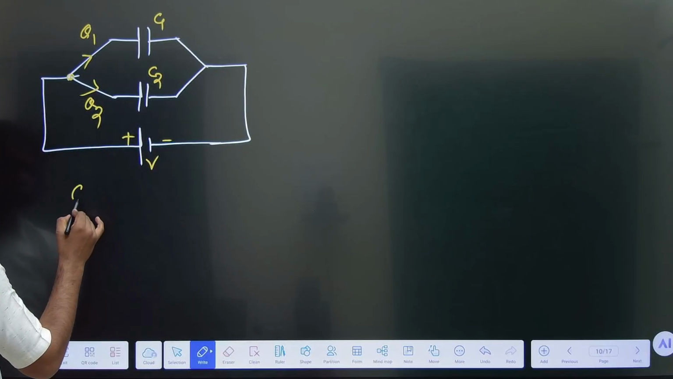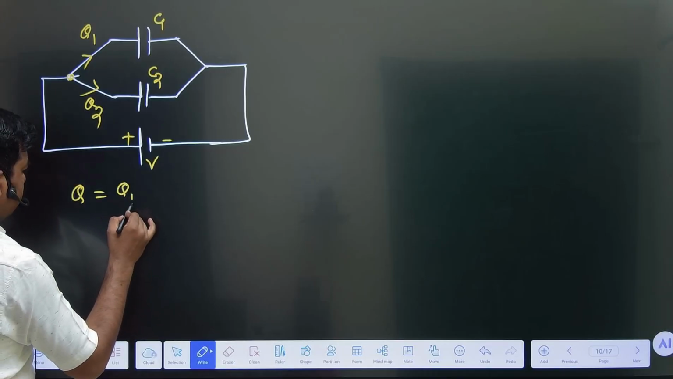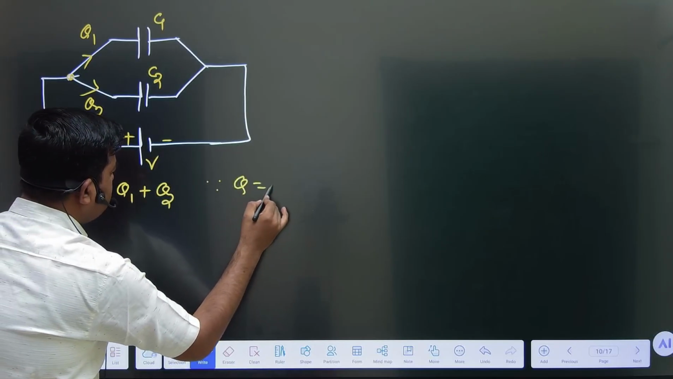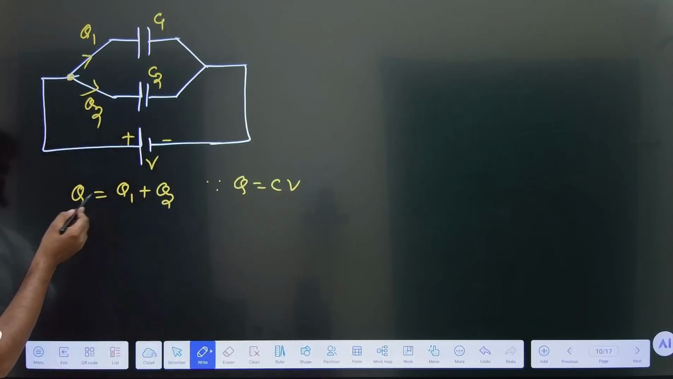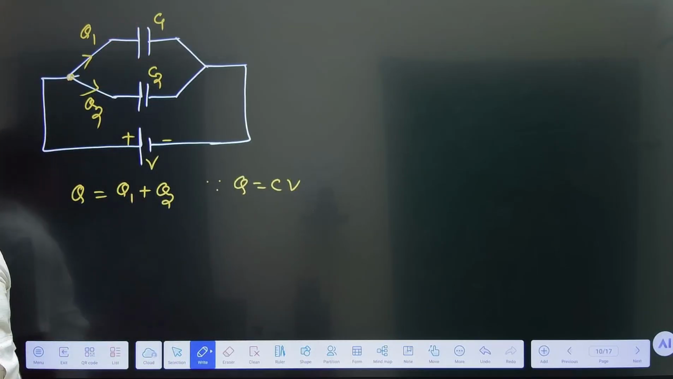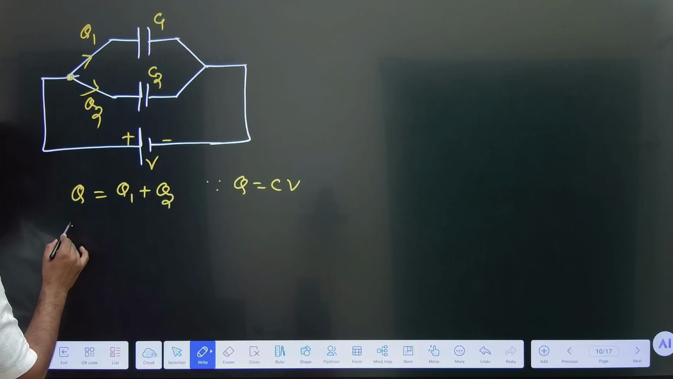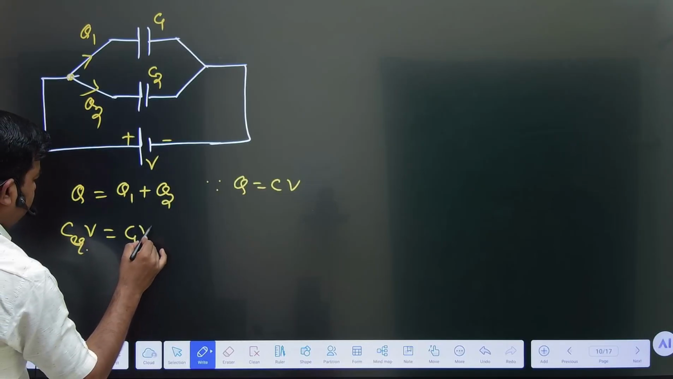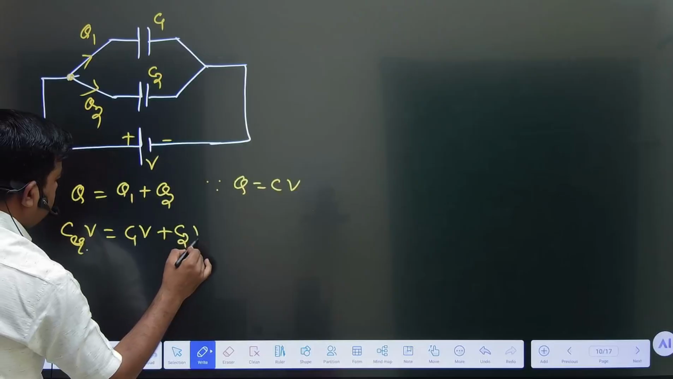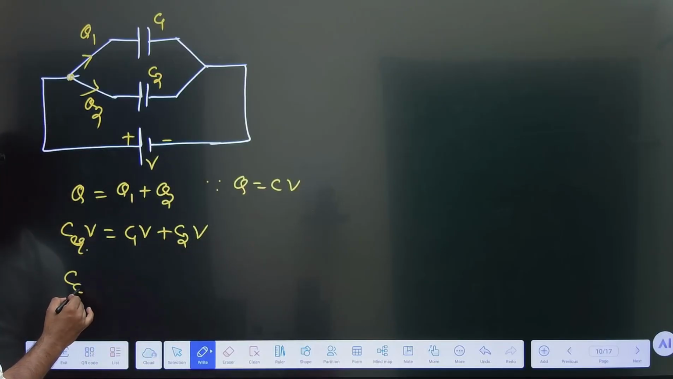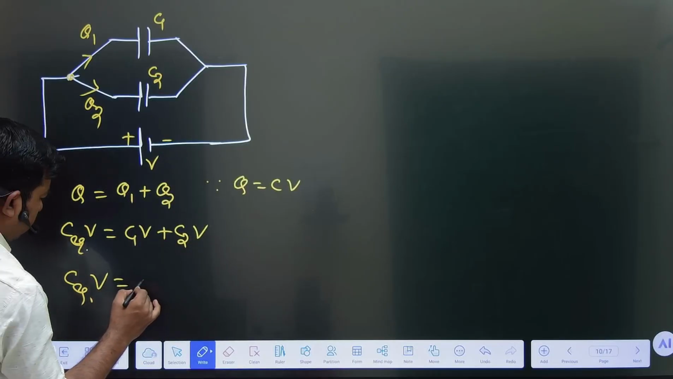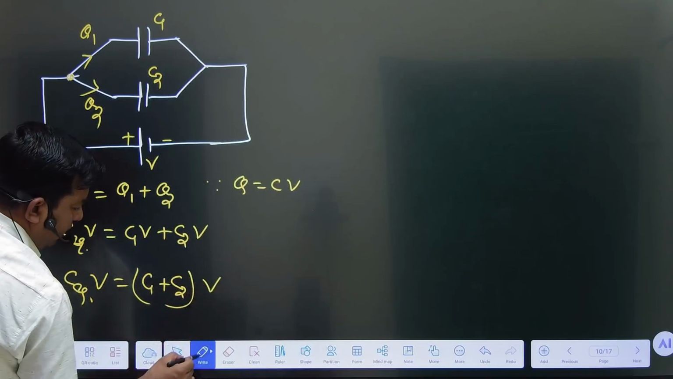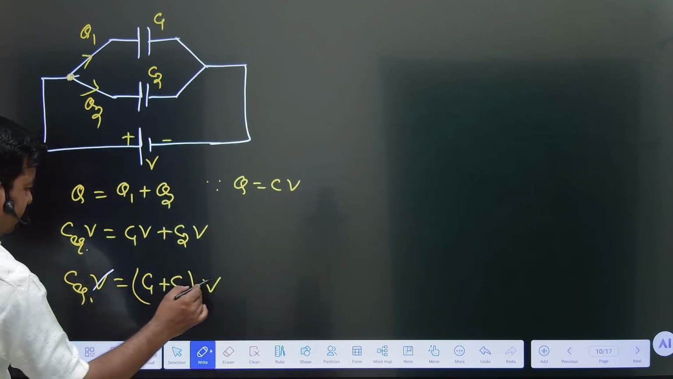Here we have to write the total charge of the combination: Q is equal to Q1 plus Q2, and we know that Q is equal to CV. Because in parallel the voltage remains constant, Q is C equivalent into V. This is C1V plus C2V, because V is constant. So C equivalent V equals C1 plus C2, taking V common. Now we cancel V and V.